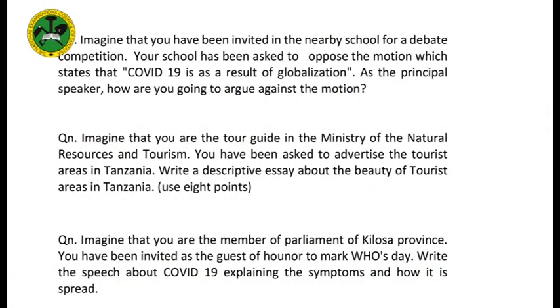But when you read question number 2, it is not the same as the first one. This one does not require you to write an essay, which at the end of the day simply tells you to write a speech about COVID-19, explaining the symptoms and how it is spread. So this is about speech writing. All you do is follow those steps. You have to use those aspects of speech development.